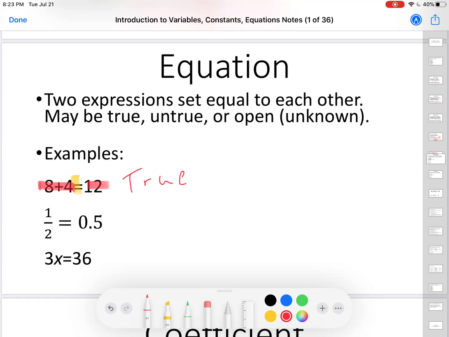1/2 is an expression. 0.5 is an expression. We're going to put the equal sign between them, therefore making this an equation. Is it a true equation? Yes, 1/2 is equal to 0.5. This is also true.